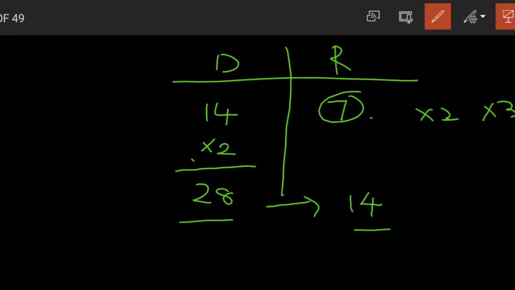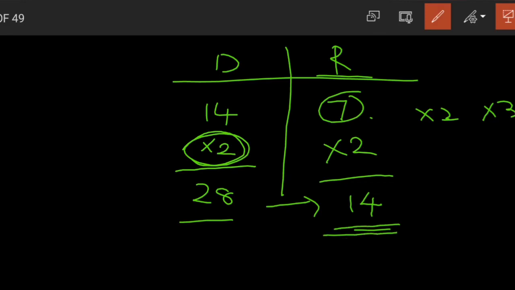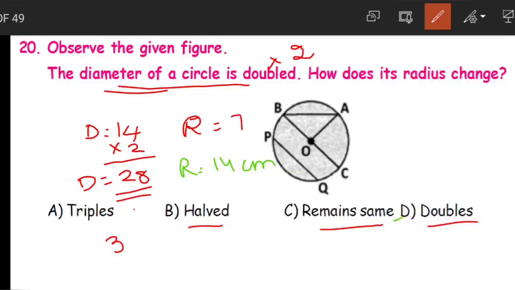What happened here? When we doubled the diameter, that is when we multiplied the diameter by 2, the radius also doubled. 7 into 2 is equal to 14. When the diameter of a circle is doubled, then the radius is also doubled. What did we prove from this? When the diameter doubles, the radius also doubles. Understood children? So when you have such a question, what will be the correct answer? Option D, doubles. Doubles is nothing but multiplied by 2.